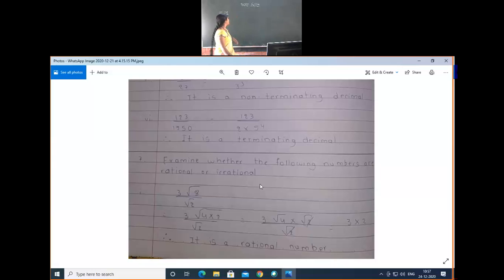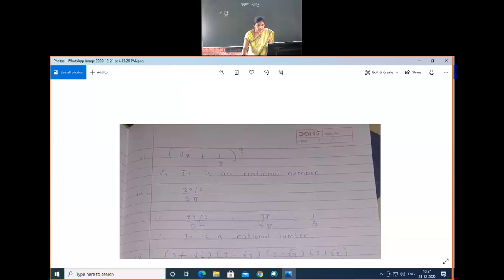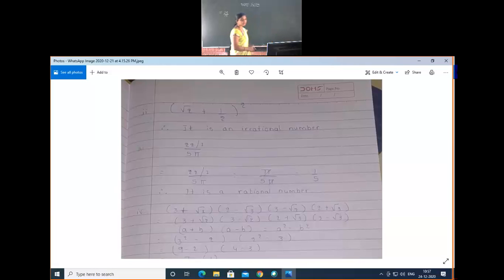Then the next question also I'll write on the board. I'll explain this topic with the help of the board only. Next one is root 2 plus 1 by 2 whole square. Is it root 2 plus 1 by 2 whole square or root 2 plus 1 by root 2 whole square? I did the correction for this for some students, but some students took this problem in the form of root 2 plus 1 by 2 whole square only.